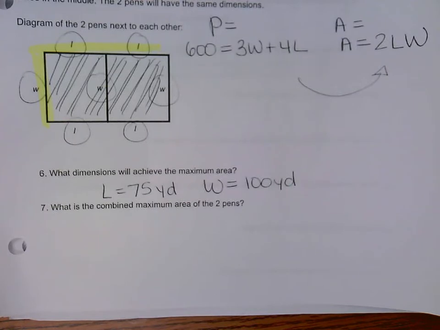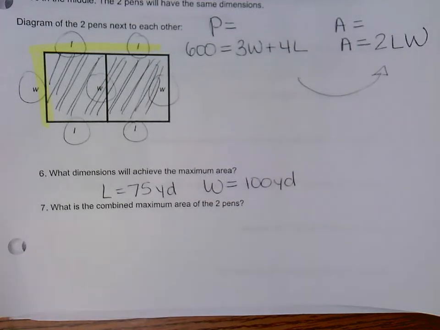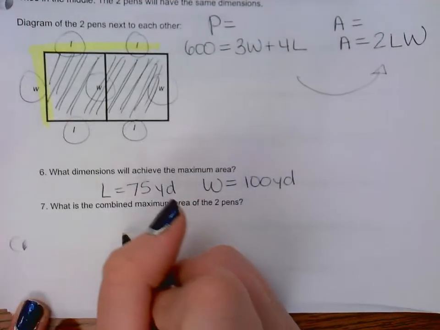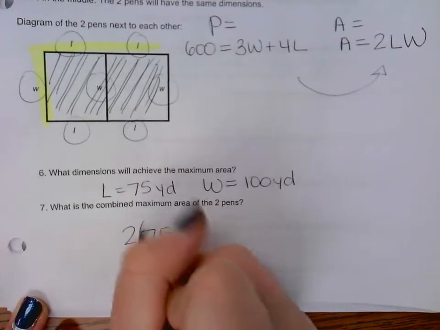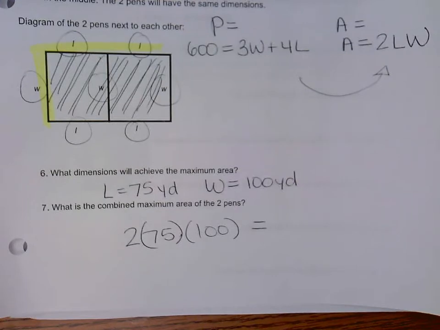So it's kind of the idea of the square, right? We kind of divided up things somewhat equally, but it's not a perfect square. It's a rectangle at the end. And then what's the combined maximum area? So 2 times length times width will give you your total maximum area.